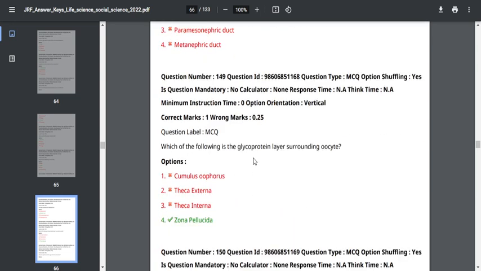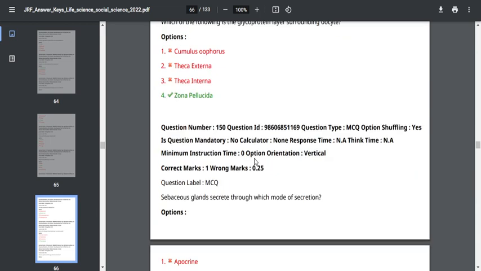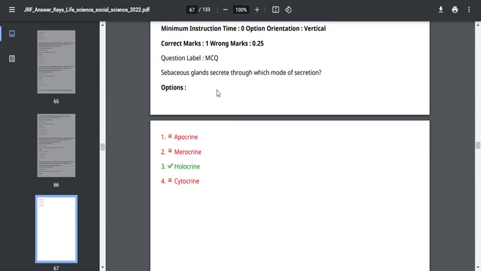Which of the following glycoprotein layers is surrounding the oocyte? It is zona pellucida. Zona pellucida is a glycoprotein layer, and it is responsible for inducing the sperm to undergo the acrosomal reaction, and its next role is that this particular layer prevents polyspermy, the fertilization of the egg by more than one sperm. Okay, next, sebaceous gland secretes by which mode of secretion? It is holocrine secretion. In this type of secretion, the entire cell breaks down to release sebum. Sebaceous gland is the best example of holocrine secretion.